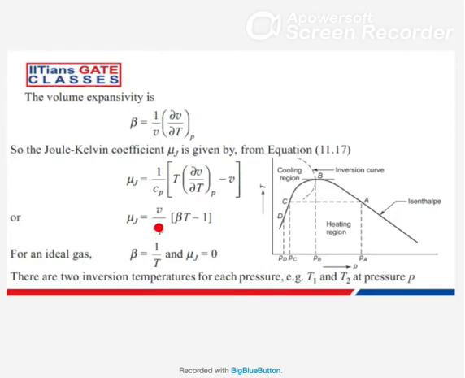So what you will get? V by Cp into (beta T minus 1). You can remember this equation, and you can remember beta separately. Then in the examination you put it here and you will get the mu j equation. It depends upon you how to calculate and which one to remember. Now for an ideal gas we know beta is 1 by temperature. You put 1 by temperature here, you will get 0 only.